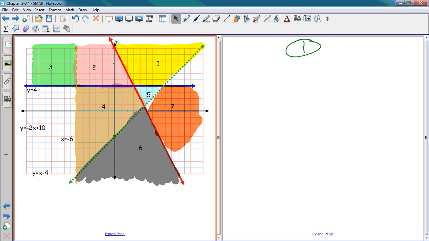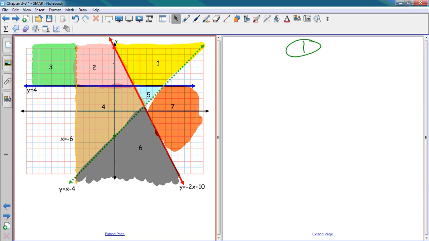Now I have y equals -2x plus 10. Which line represents y equals -2x plus 10? The red one. Because it's got a negative slope, it's the only one going downhill, and it has a y-intercept at 10. Doesn't it? Okay, so that one is the red line. Which leaves me with y equals x minus 4, which I'm assuming would be the dotted green line. Is that right? Yep, it's got a y-intercept of -4. It's got a positive slope of 1. We're good. So step number 1 is done.